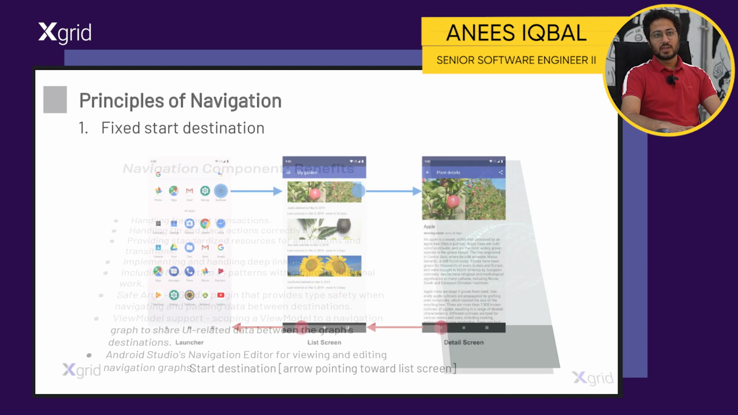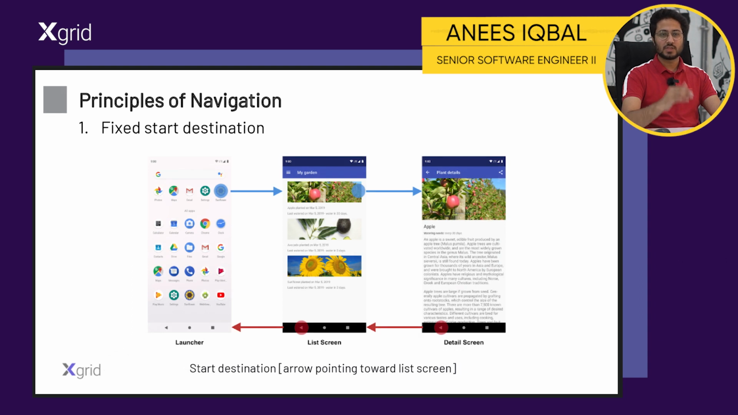Let's look at the screen. Here is a simple app that shows cards of plants. Whenever you tap on a specific card, it goes to the second screen, which displays the details of that card. Whenever you navigate to the next screen, it automatically displays the back button on the next screen so that the user can navigate back to the previous screen.